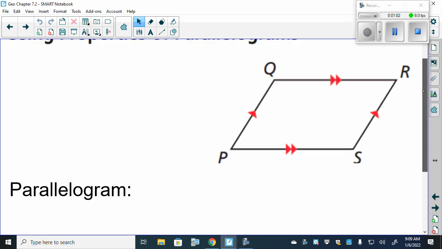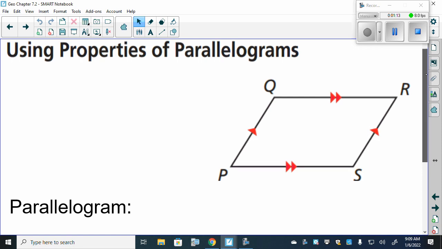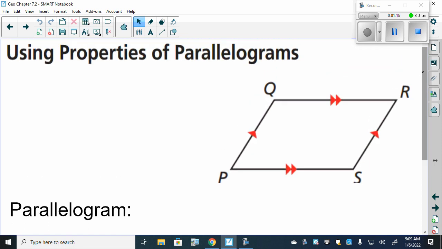Okay. Now what we're looking at today is parallelograms. Yes, it is. Thankfully. I've done that before, made it all the way to the end of class and realized it hadn't even started. Or that I didn't turn the microphone on.